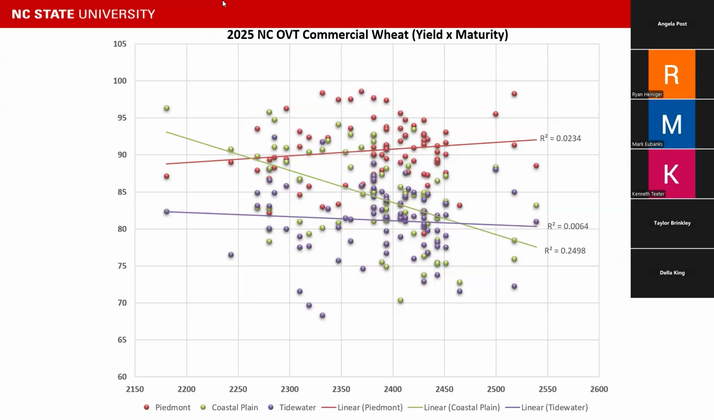So you actually see an advantage, about a 10 bushel advantage from the earliest to the latest if you look at our coastal plain environments. And again, that's Lenore County and Robinson County.